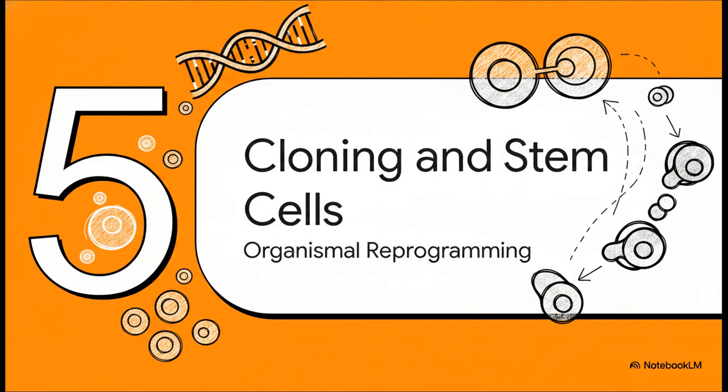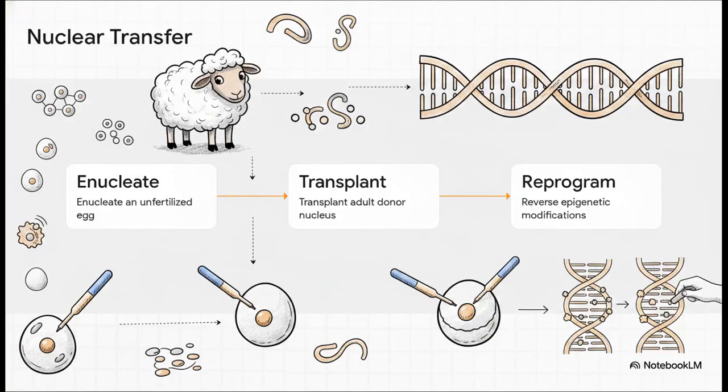Moving into Module 5, Cloning and Stem Cells. We are zooming out from molecular fragments to whole cell reprogramming and organismal cloning. Somatic cell nuclear transfer. This is the exact technique that gave us Dolly the sheep. We take an unfertilized egg, remove its nucleus, and swap in the diploid nucleus of a fully differentiated adult cell.